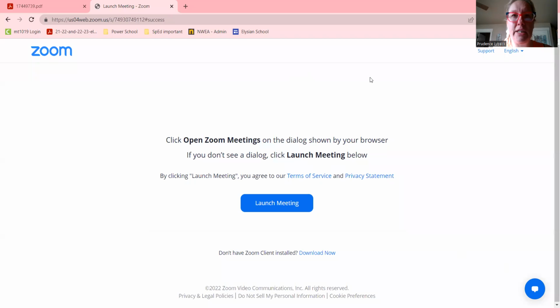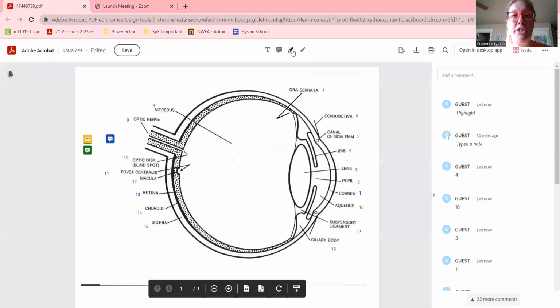I am going to share my screen. We are at 30 seconds already. And so right now, what we are going to do is we are going to start at one. We're going to go all the way around. We're going to talk about each area.